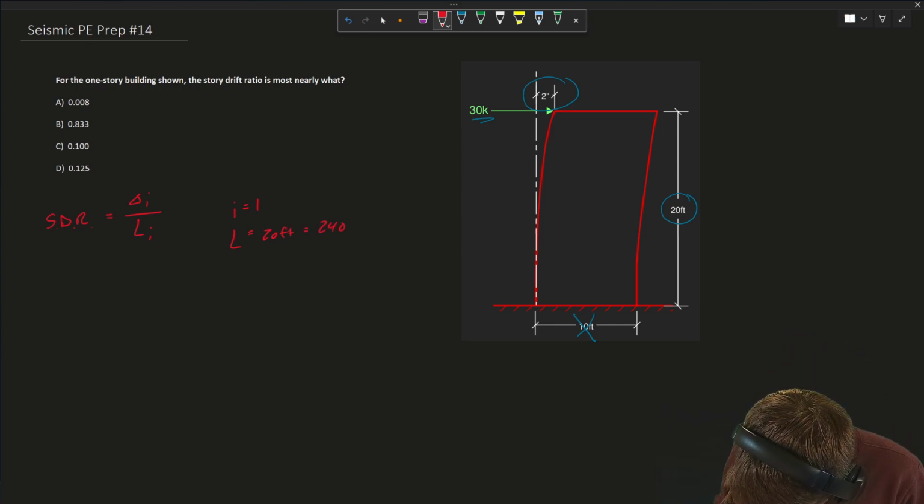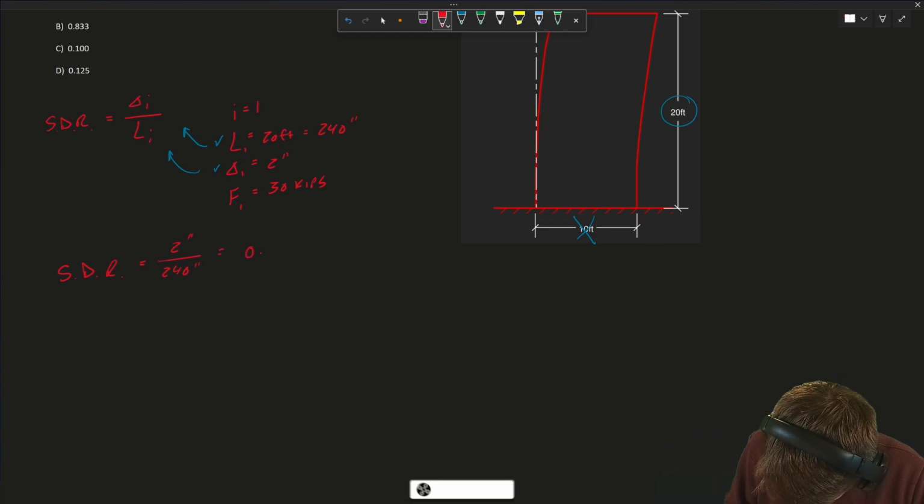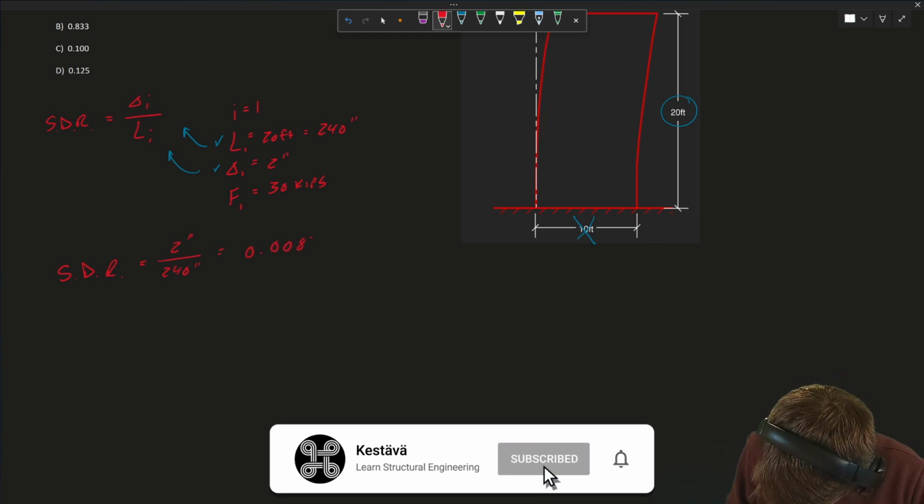That's 240 inches. And then delta sub i for our single story is going to be 2 inches. And then, for fun, we'll do F1 for our story force equal to 30 kips. SDR is equal to 2 inches over 240 inches, which spits out 0.0083.